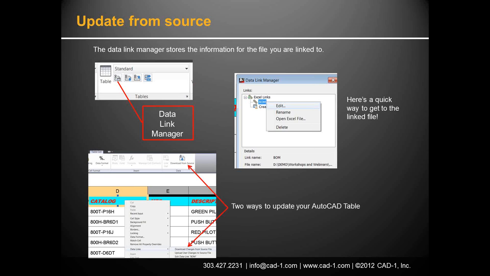Once I've made some changes inside my Excel file, there's actually a couple ways of updating the AutoCAD table. I've got a button in there. If I grab my table, I've got a button in the ribbon that will say download from source. Or in my right-click menu, which I always like, under Data Links, I've got Download Changes from Source File. Take a look at that.